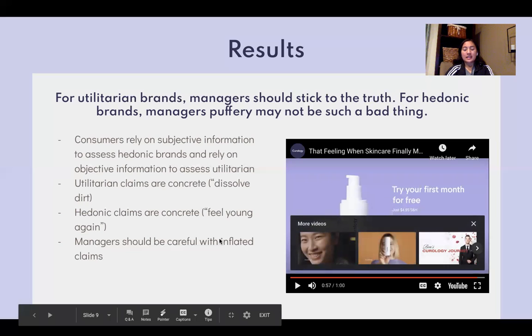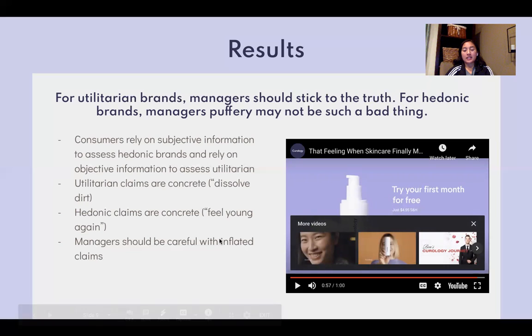As you can see, this commercial was a bit exaggerated with all the partying, and the actors' facial expressions were super extra. But this demonstrates how puffery may not be such a bad thing.